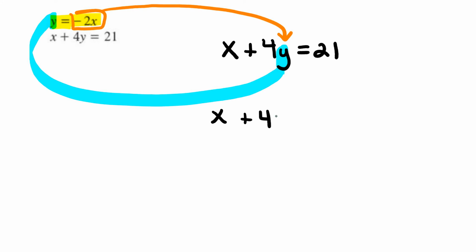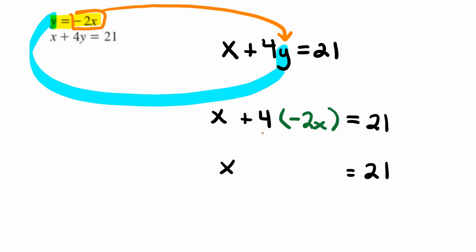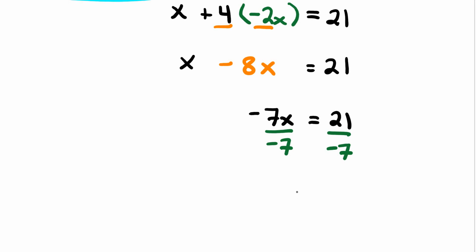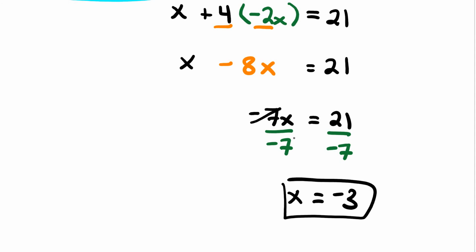So here is my substitution step. It's x plus 4. Now instead of writing y, what does y equal? It equals negative 2x. Now equal to 21. All right, and let's go ahead and just multiply this out, x, and then if I multiply 4 times negative 2 is going to be negative 8, so negative 8x. And then let's go ahead and collect like terms on the left-hand side. X minus 8x is going to be negative 7x, and then you divide both sides by negative 7. And if I do that, I get x equals negative 3. All right, so x equals negative 3 there.